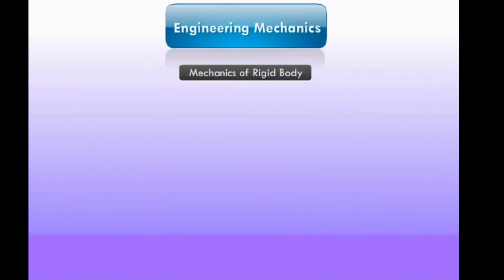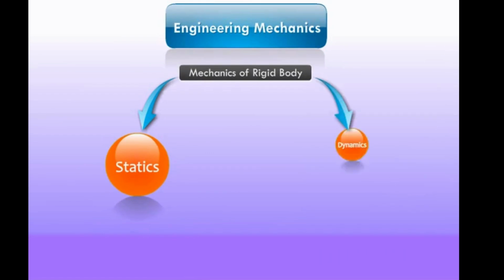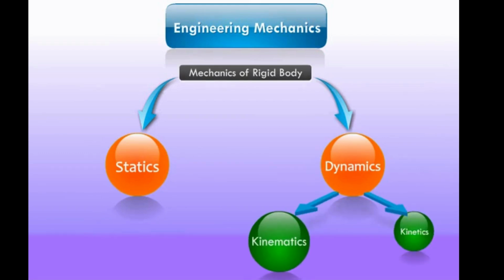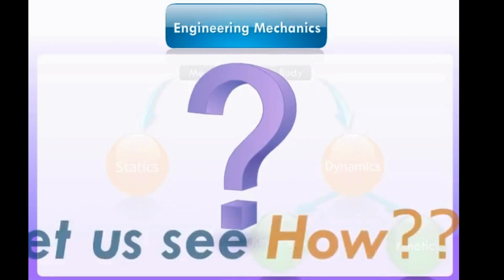On the basis of the state of a body, engineering mechanics is further classified as statics and dynamics. Dynamics is further classified as kinematics and kinetics. Let us see how.